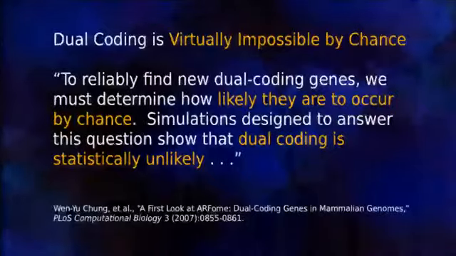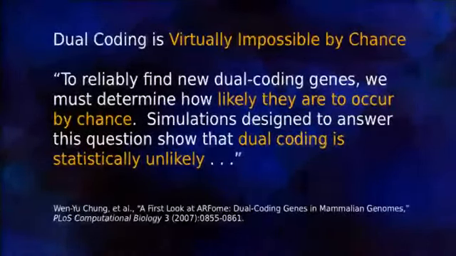And the last part of this paper was really interesting because they even had a section saying dual coding is virtually impossible by chance. To reliably find new dual coding genes, we must determine how likely they are to occur by chance. Simulations designed to answer this question show that dual coding is statistically unlikely. Okay? In other words, you've got major problems with this. What are the odds? Now you don't have to code just for one protein. You've got to have the same sequence code for two proteins. Whoa, okay, that's going to be a problem.